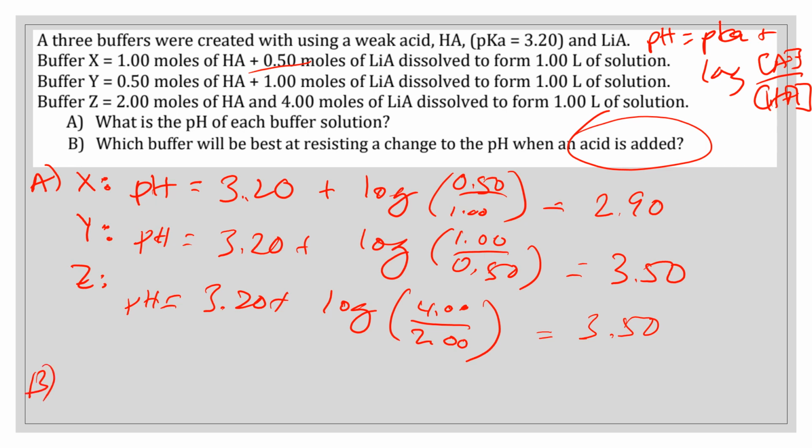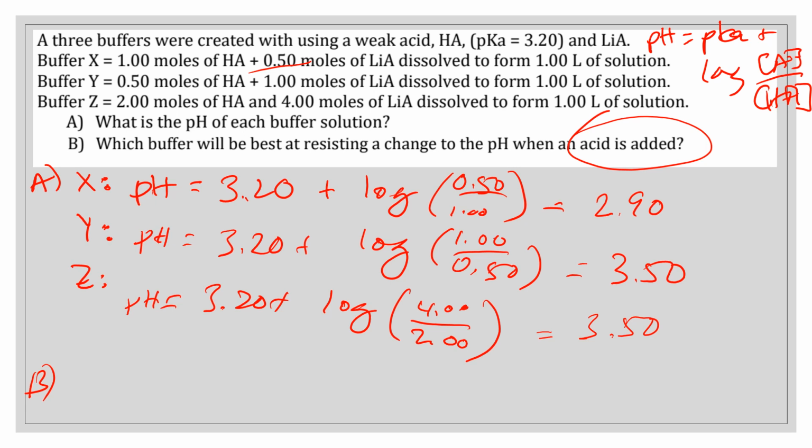Which buffer will be best at resisting a change to the pH when an acid is added? So luckily they're all the same molarity, the same volume, so the only thing we're going to be focused on is the number of moles. So what's going to be the best at resisting acid? Technically we didn't even have to answer part A first, but it's fine, whatever, no big deal. So which buffer will be the best at resisting change to pH when acid is added?